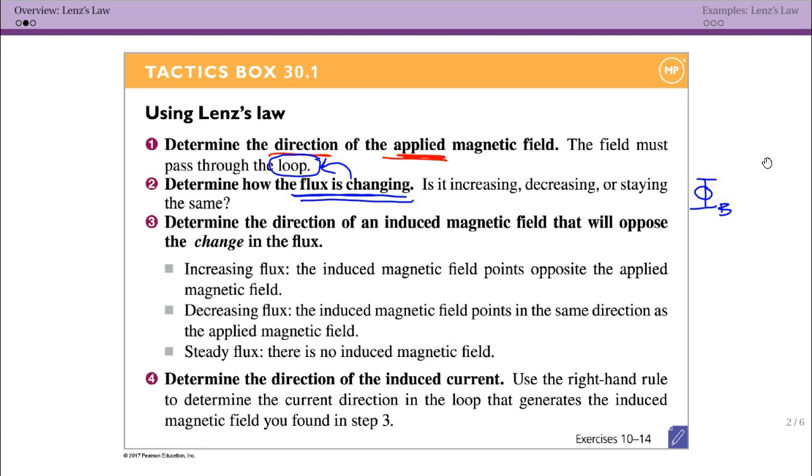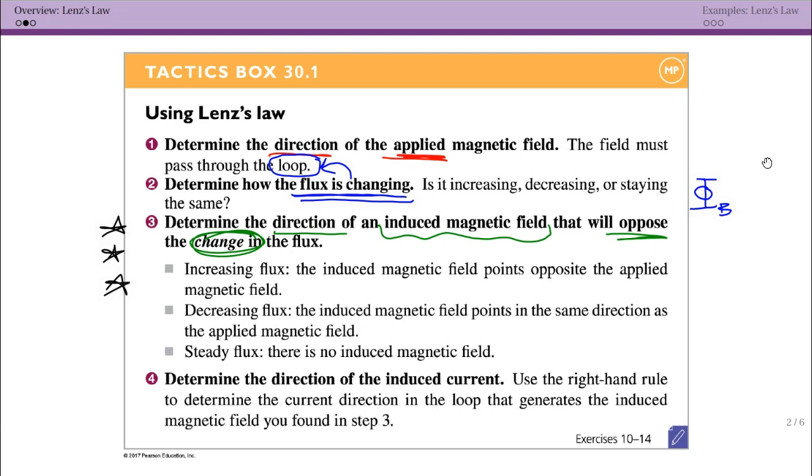Then, so that's the first 2 steps. Then you need to figure out how you're going to oppose the change. And this is the trickiest part. So again, we're going to go through some examples of this. But if you have the magnetic field increasing, if that's what's happening, if your flux is increasing, the direction of the induced magnetic field, we're now talking about a second magnetic field, is going to oppose the change. So this is really right here the key part of Lenz's law, step 3. But you have to have the other 3 steps as well.